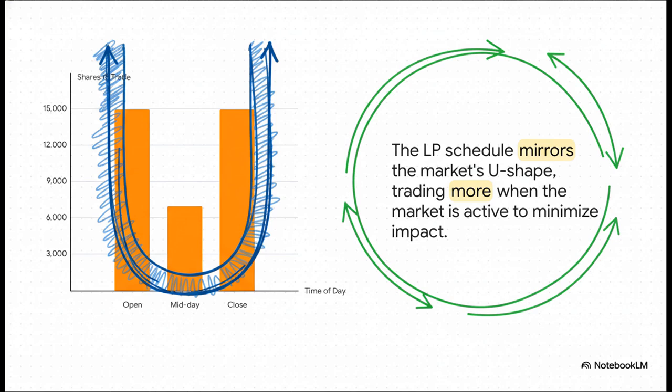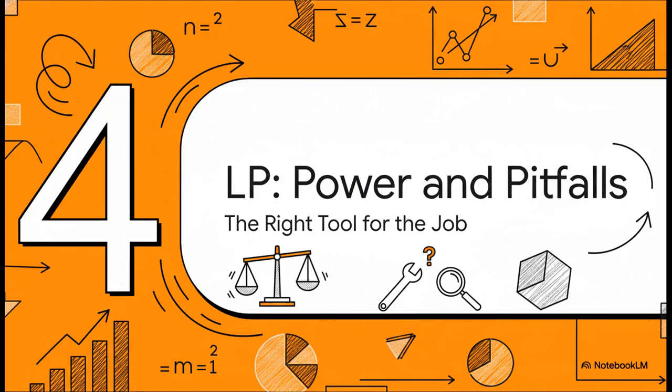So, how do we schedule our 100,000 shares to follow that same pattern? Well, LP calculates the optimal schedule for us. It tells us to trade more shares when the market is active and less when it's quiet, which minimizes our footprint. At the end of the day, we're just using math to trade smarter. LP is without a doubt incredibly powerful, but it's not the right tool for every single job. So let's dig into where it really shines and where it falls short.